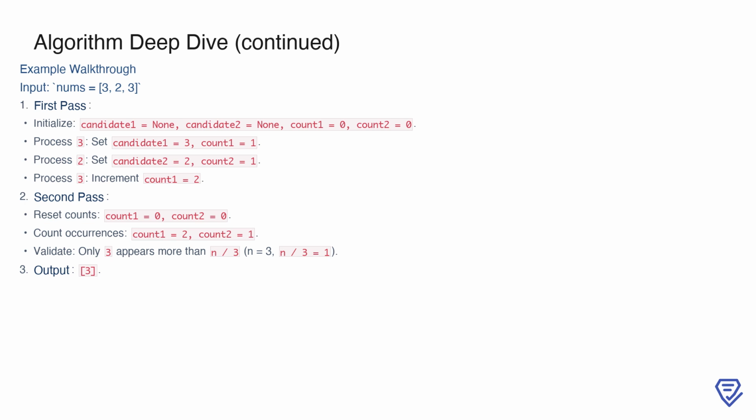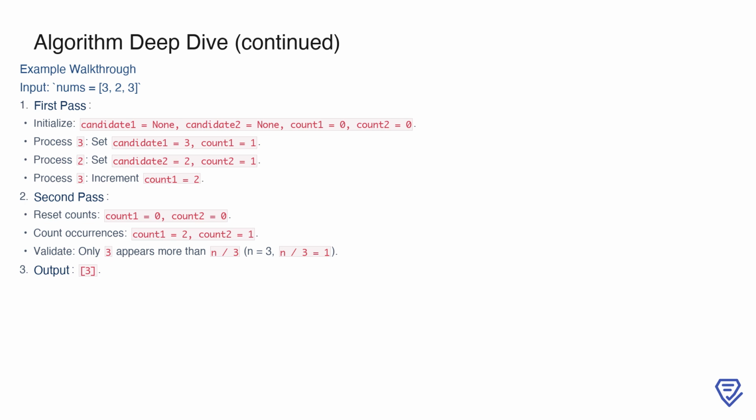In the first pass, we initialize candidate 1 and candidate 2 to none, and both counts to 0. As we process the array, the first number, 3, becomes candidate 1 with count 1 set to 1. The next number, 2, becomes candidate 2 with count 2 set to 1. When we encounter 3 again, we increment count 1 to 2. This completes the first pass, and our candidates are 3 and 2.